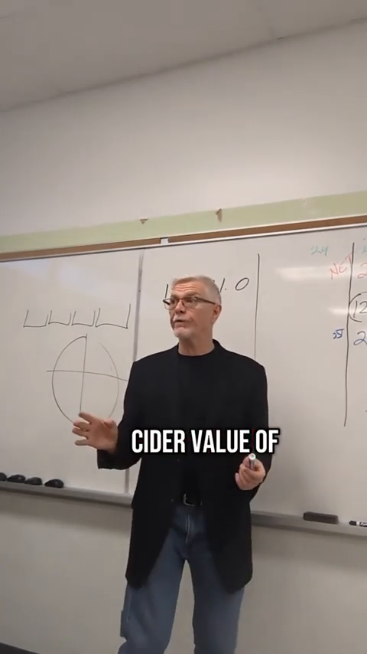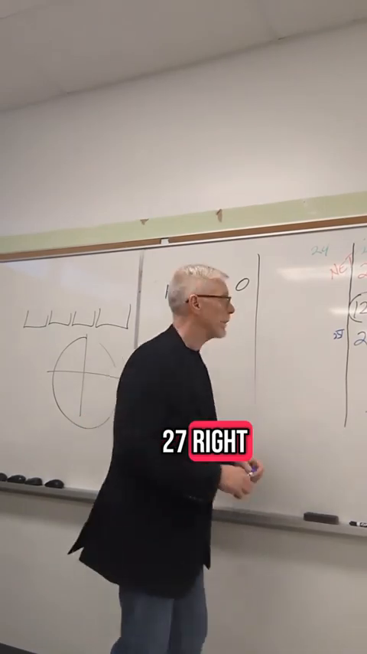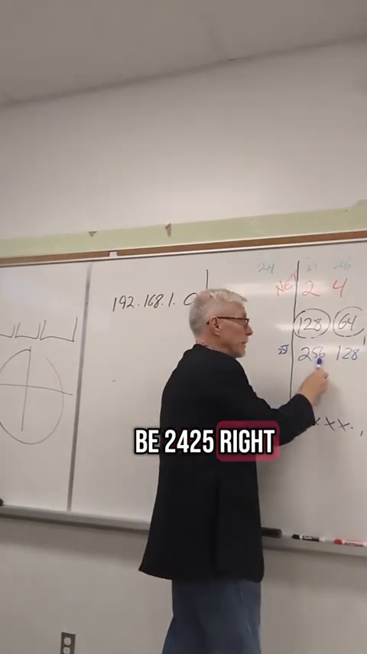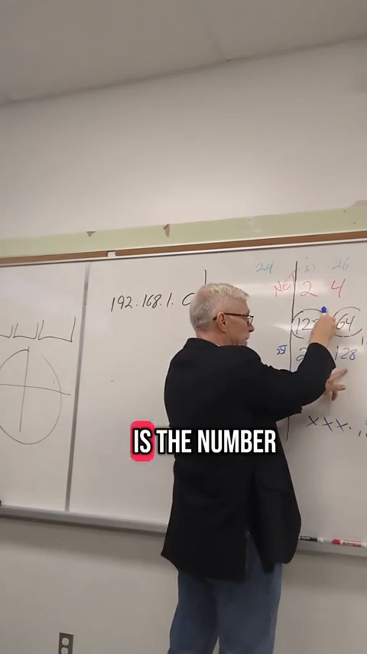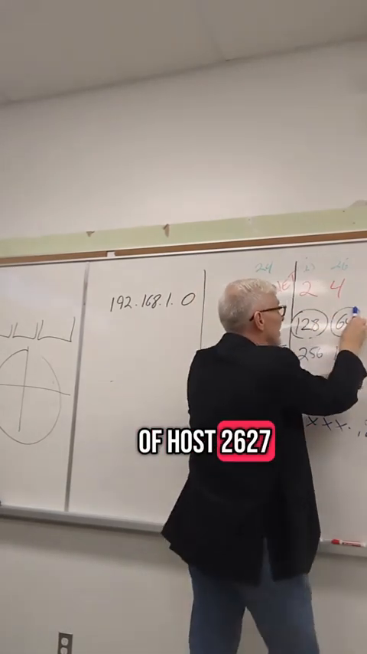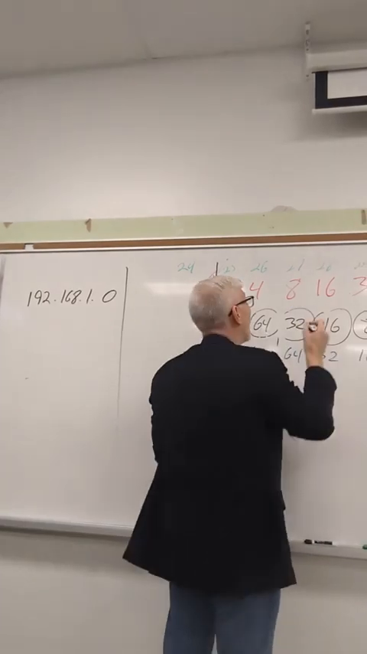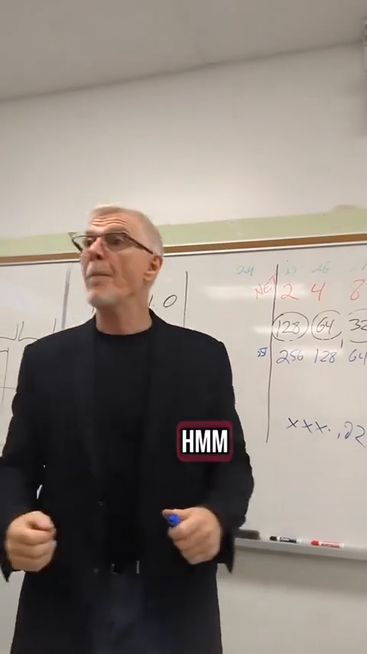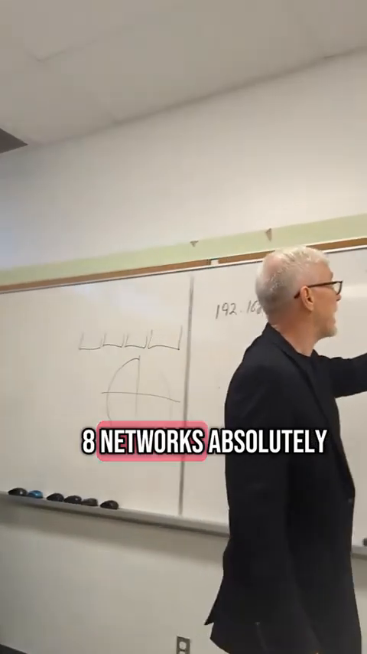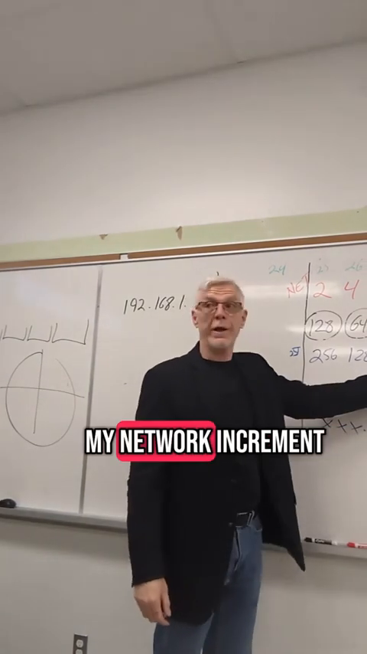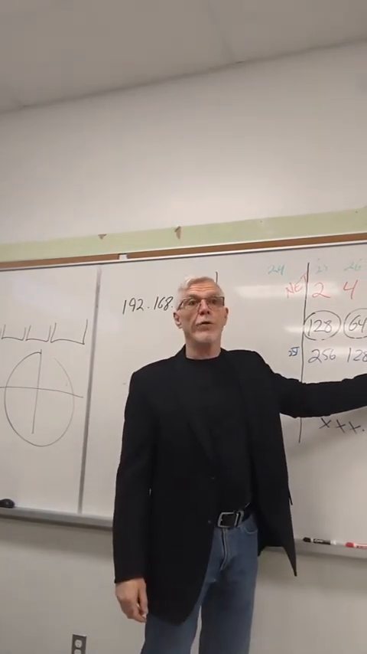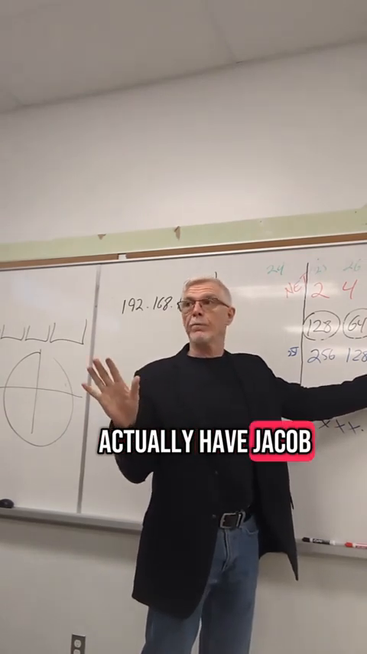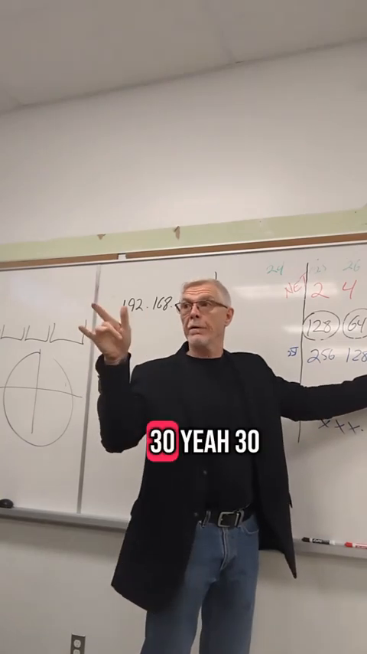So let's do. Why don't we just move? Okay, CIDR value of 27, right? So this would be 24. 25, right? Top left is the network, bottom is the number of hosts. 26, 27. How many networks, how many hosts? 8 networks. Absolutely correct. What is my network increment? 32. How many hosts will I actually have? Jacob? 30. Yeah, 30, right?